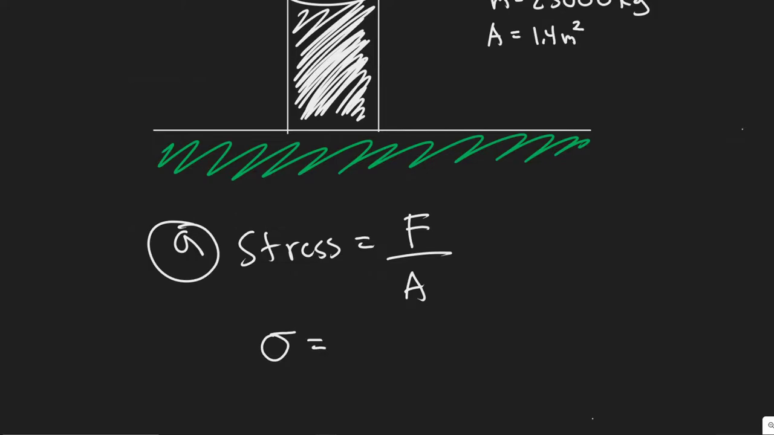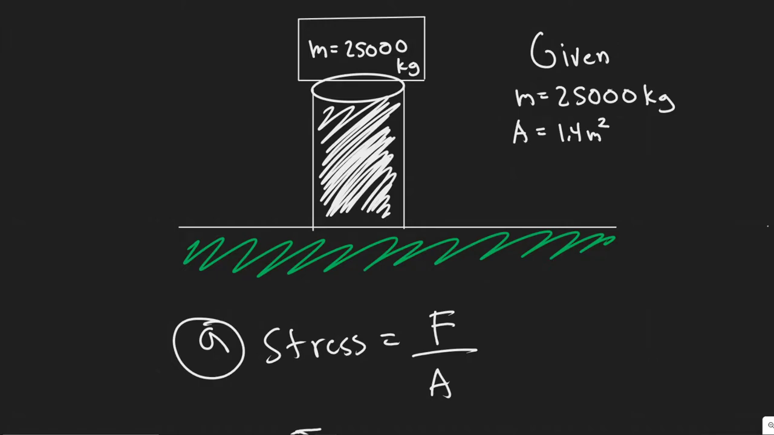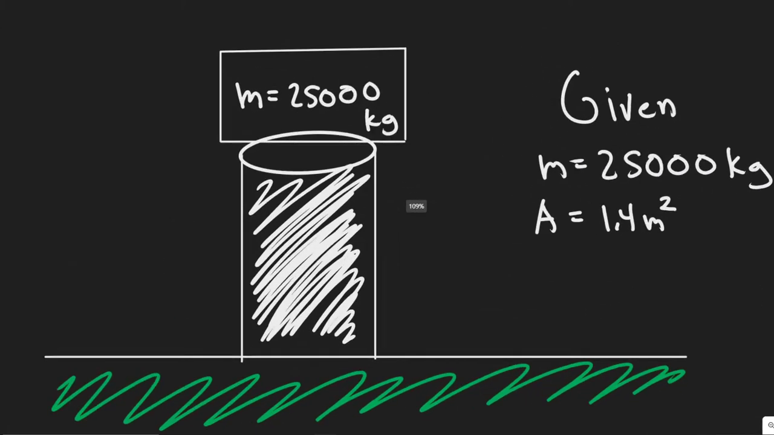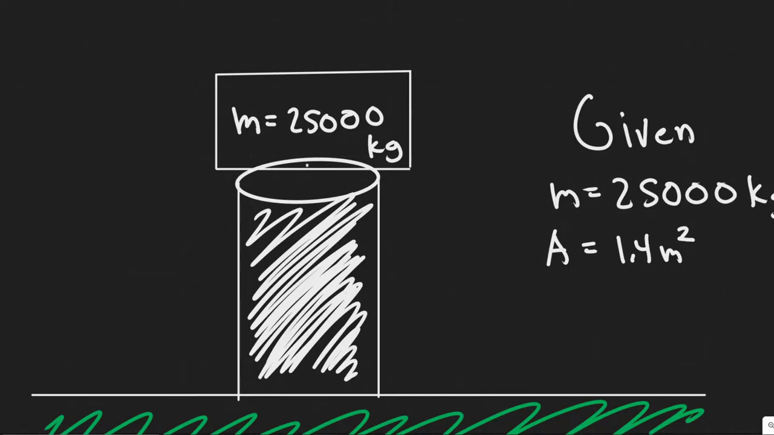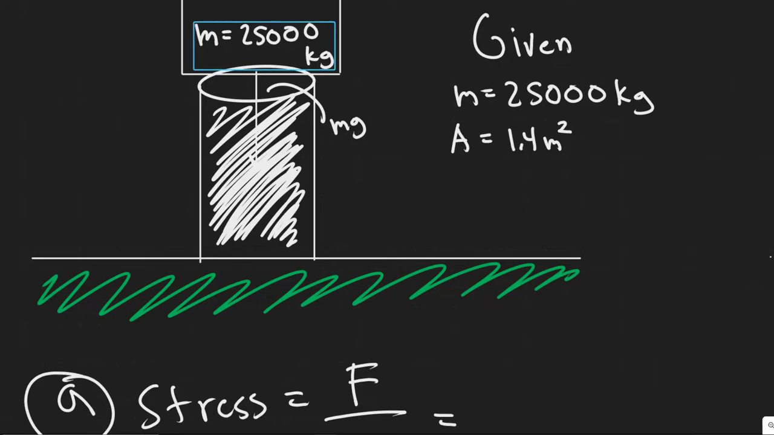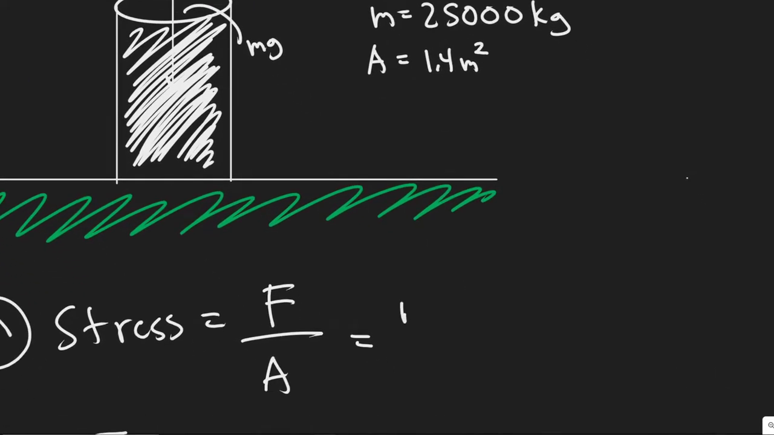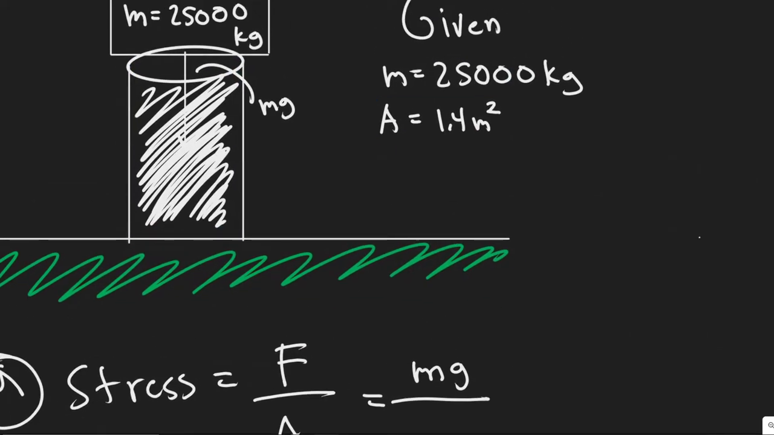And so let's talk about how we're going to solve for this. So the force is going to be the force acting on our object here. In this case, it's the column. And we know the force acting on it is going to be the force as a result of gravity from this mass, or from this object. So that force is going to be equal to mg, the force due to gravity. So the force here is going to be the mass of our object times g. And then A is the cross-sectional area of our object. So in this case, it's a column. We know the cross-sectional area, they give it to us, is 1.4.